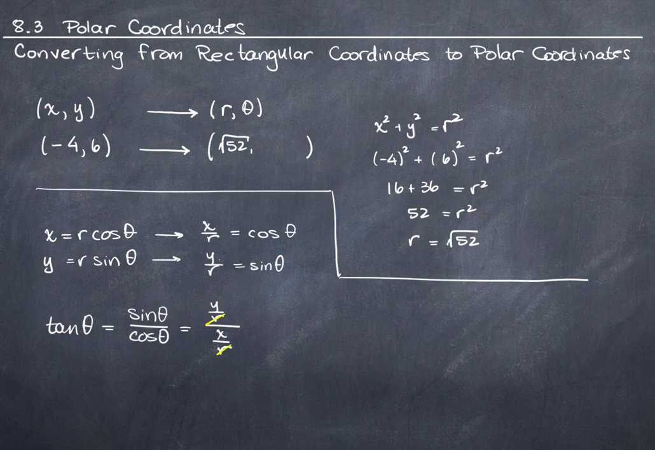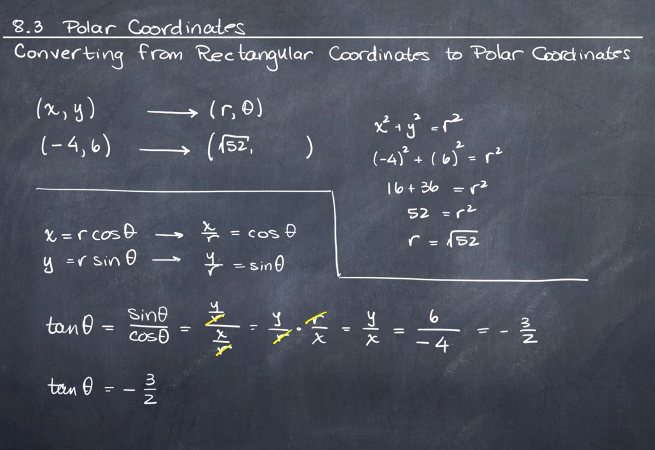I can either use that shorthand, that shortcut, or I can rewrite this as y over r times r over x and cancel the r's there. Either way, I end up with this being equal to y over x. Well, again, I have a y and I have an x. I have 6 for my y and I have -4 for my x. I get -3/2. But that's the tangent of theta, -3/2.